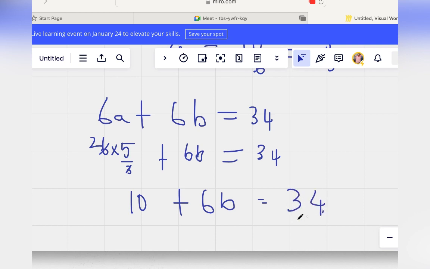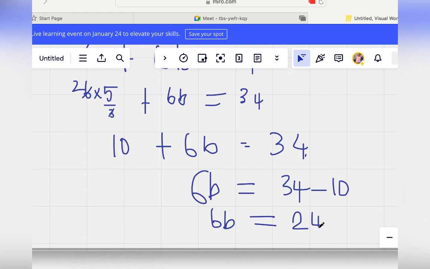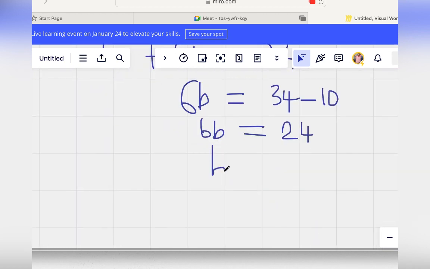So we make 6b the subject. 6b is equal to 34 minus 10. So 6b equals 24. So b, divide both sides by 6, 24 over 6, which is 4. b equals 4.